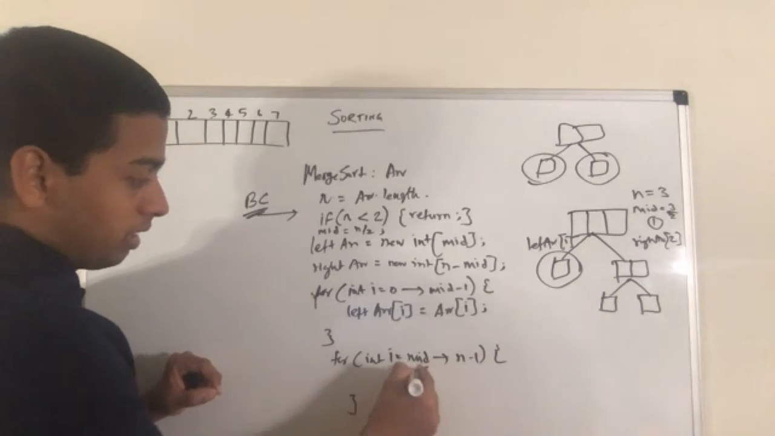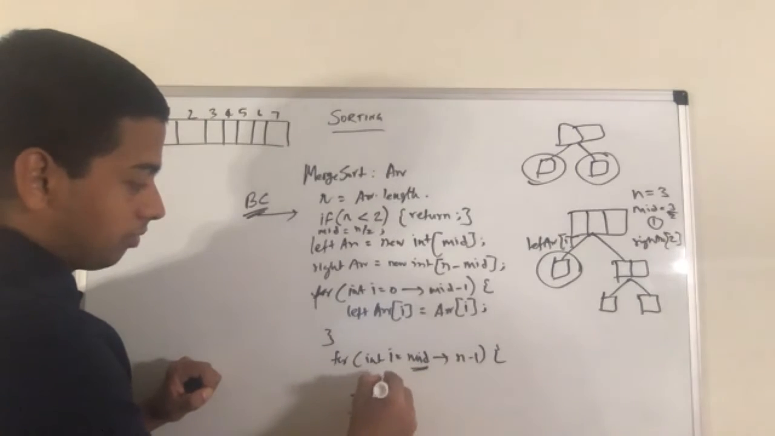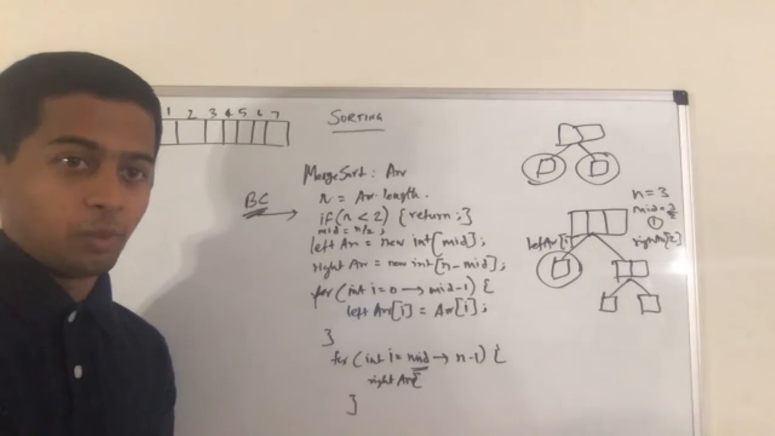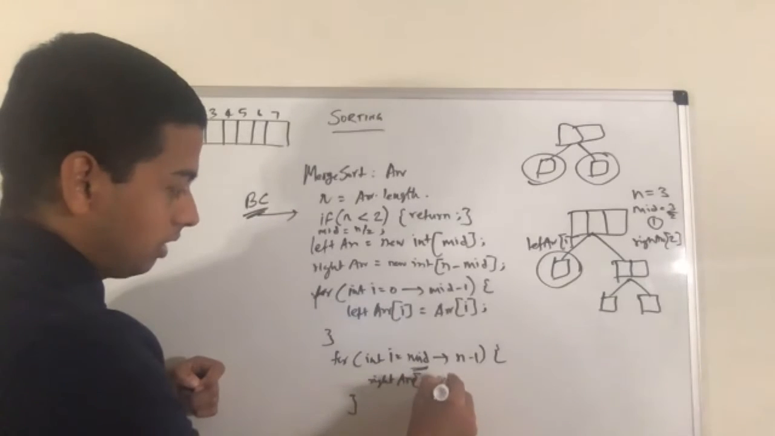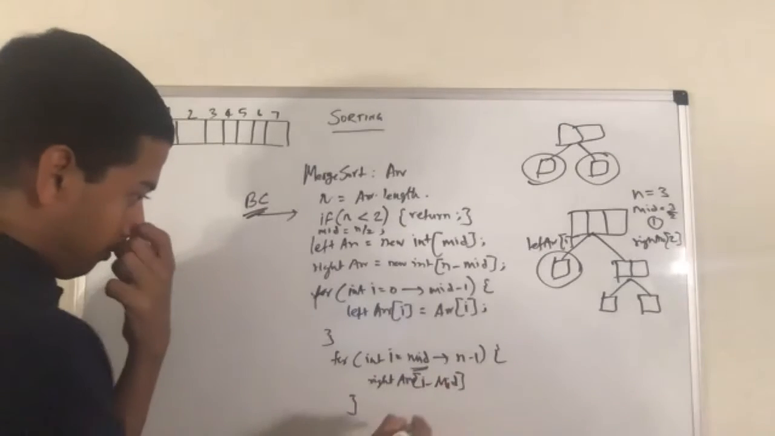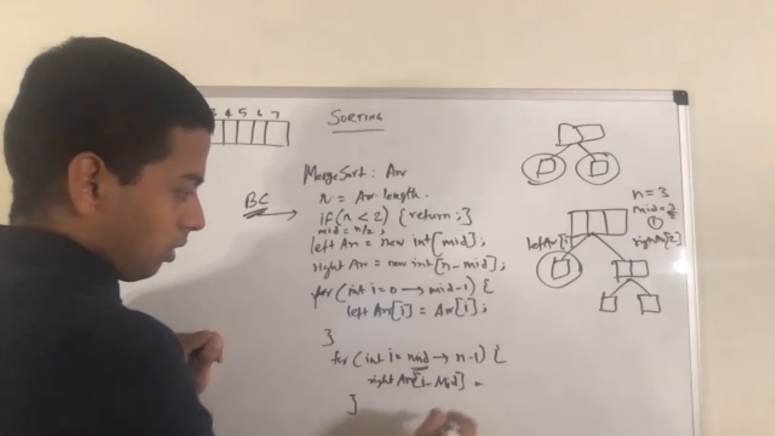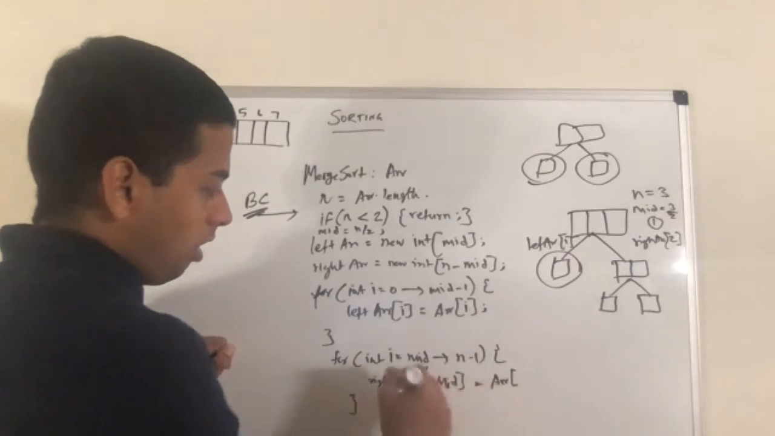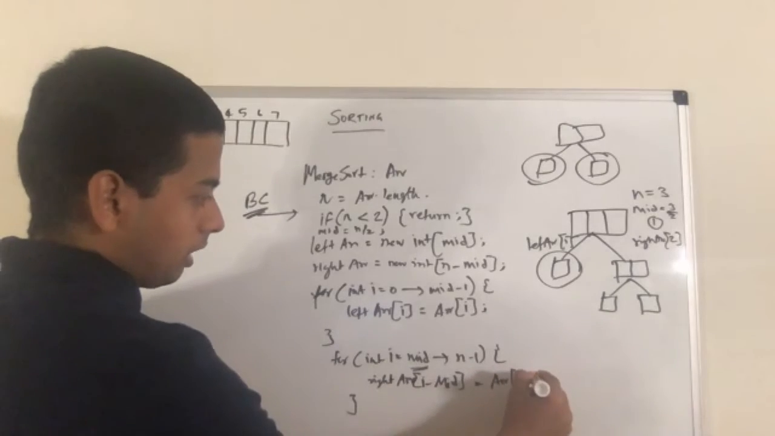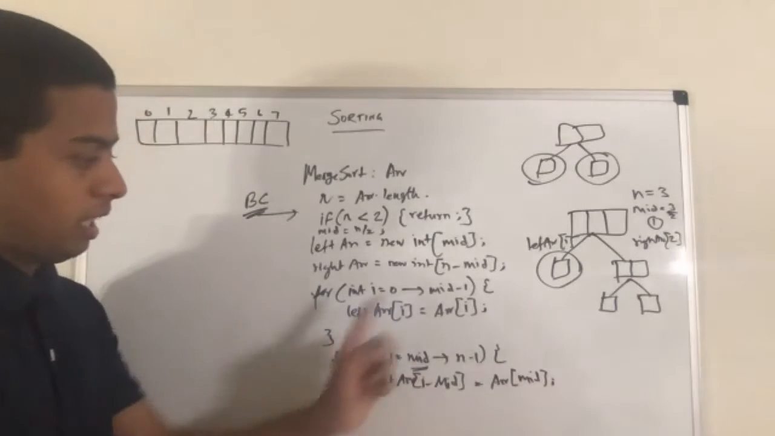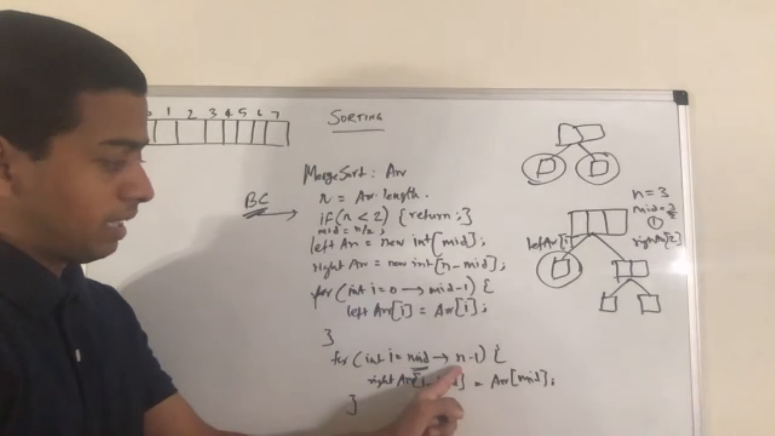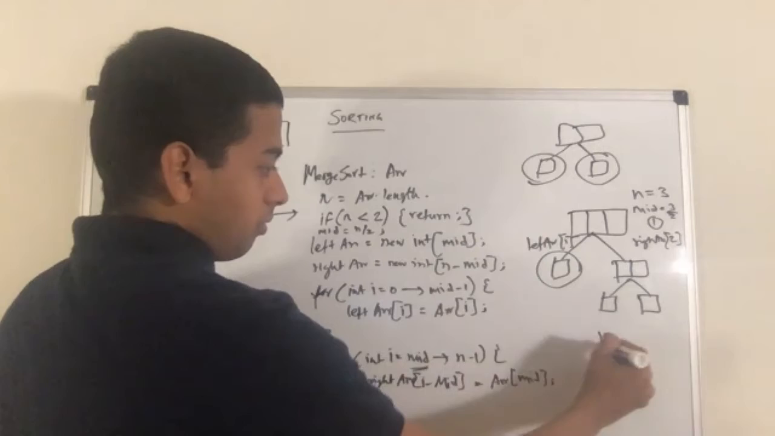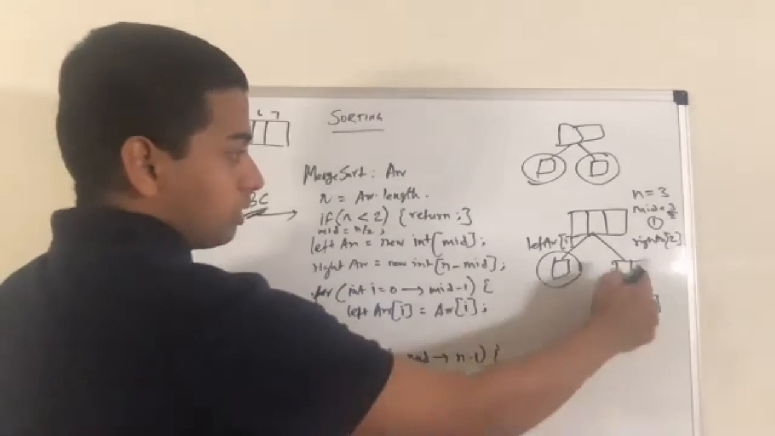Now this is mid, but in my right array, where should I insert? I should insert in the zeroth element. What is 0 here? If I do i minus mid, that is 0 here. So right array of i minus mid equal to my array of i. I'm taking the element from the array, from mid up to n minus 1. N is what? N is 3 in this one. So 3 minus 1 is 2. Mid is what? 1. So I'll insert the first element and the second element. So 1 and 2 is inserted into this one.